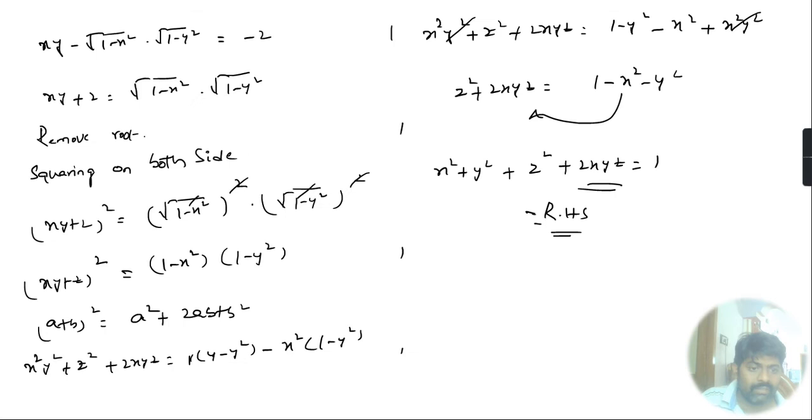So therefore we get xy minus root of 1 minus x square into root of 1 minus y square equal to minus z. From that we get xy plus z whole equal to root of 1 minus x square into root of 1 minus y square. Squaring on both sides and simplifying, we get x square plus y square plus z square plus 2xyz is equal to 1.